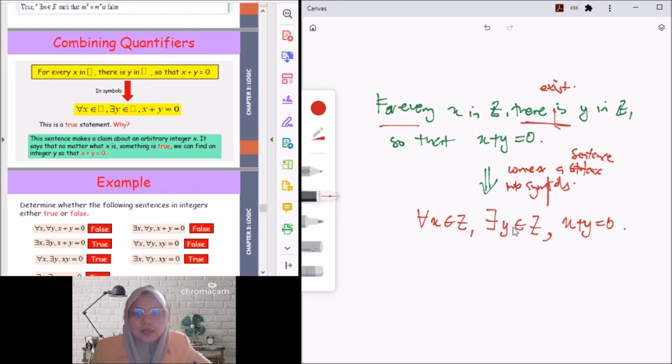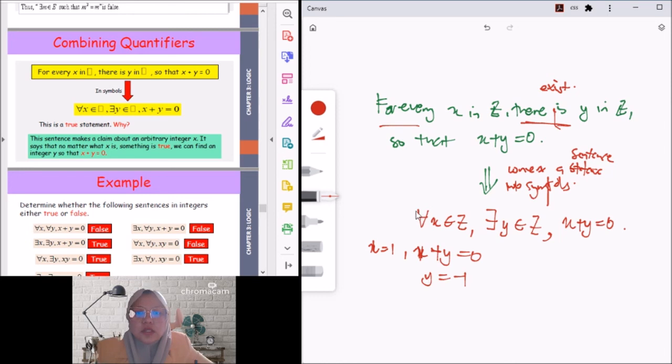Why? Because the statement makes a claim about an ordinary integer x. It says that no matter what x is, we can find an integer y so that x plus y equal to 0. For example, by taking x equal to 1, to make 1 plus y equal to 0, y equal to negative 1.